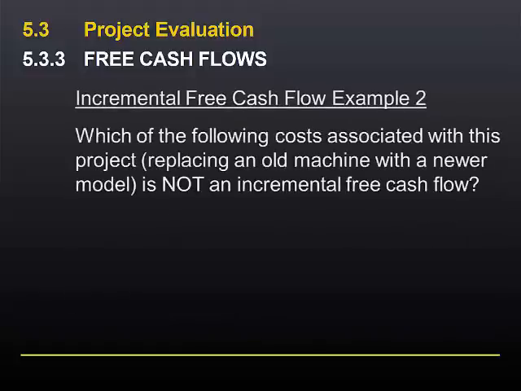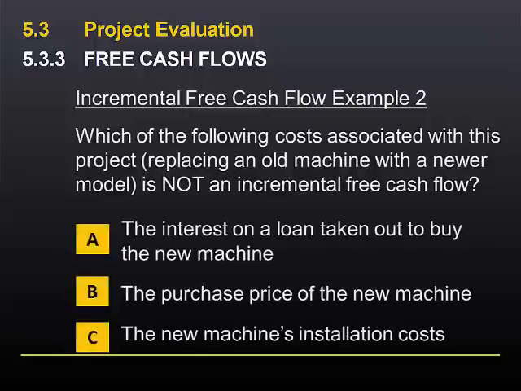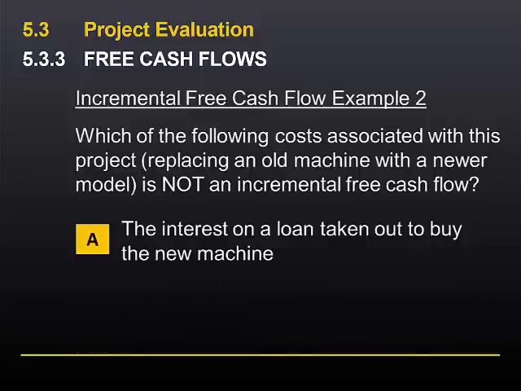Which of the following costs associated with this project, replacing an old machine with a newer model, is not an incremental free cash flow? The interest on a loan taken out to buy the new machine, the purchase price of the new machine, or the new machine's installation costs? The answer is A, the interest on the loan. This is a financing cost, and financing costs are not included in the free cash flows of a project when we're working out its net present value.